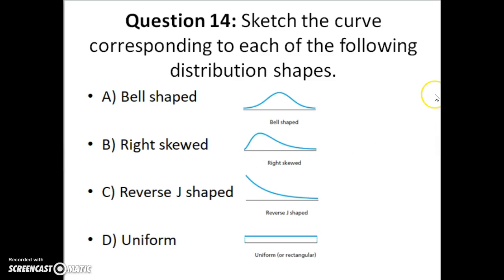The curves correspond to the distribution shapes. So a bell-shaped curve looks like that for your data. If it's mostly symmetrical, it looks bell-shaped, like that. Right skewed means the data is skewed to the right. Reverse J-shaped looks like that. And uniform is when you have all the same values.